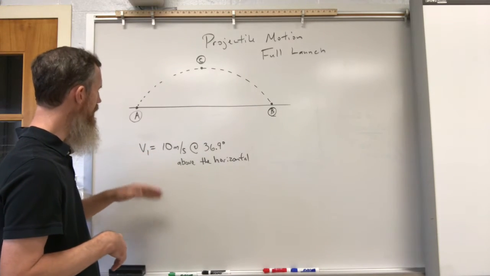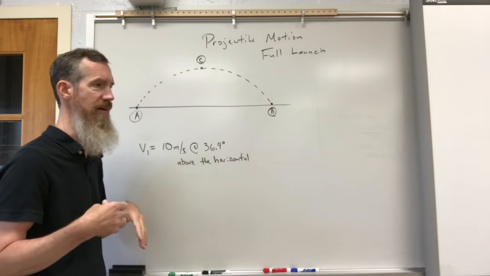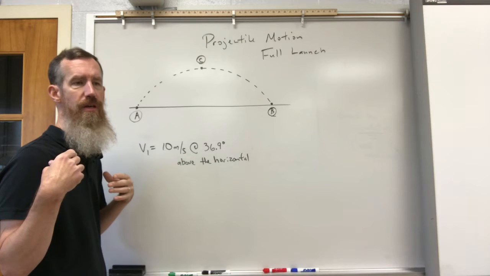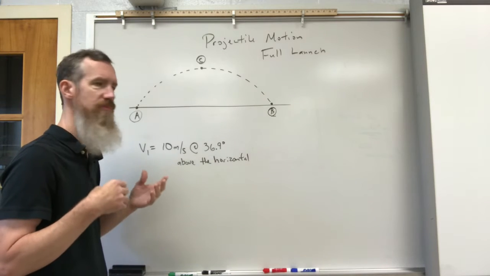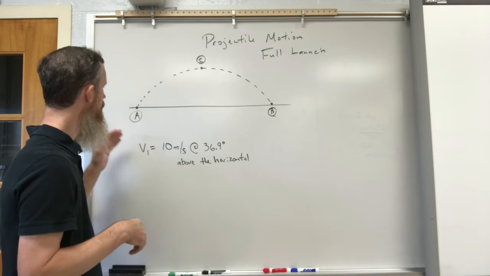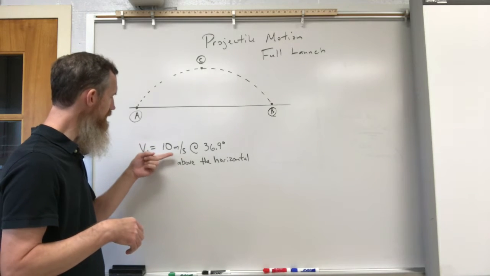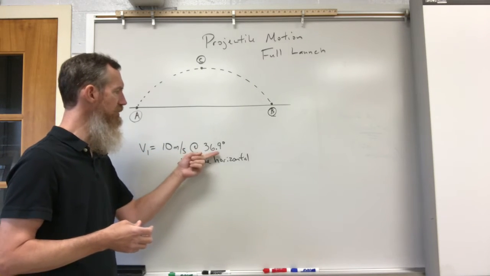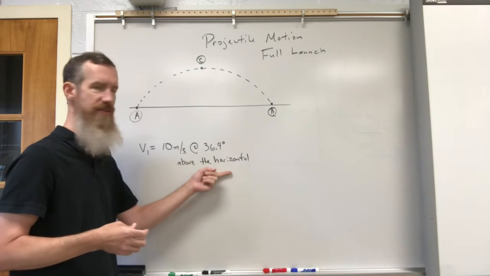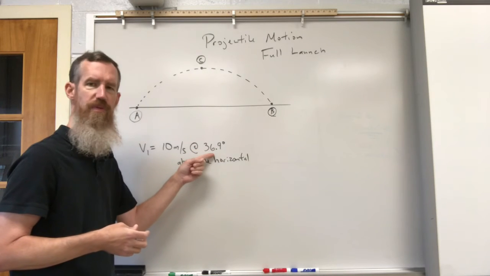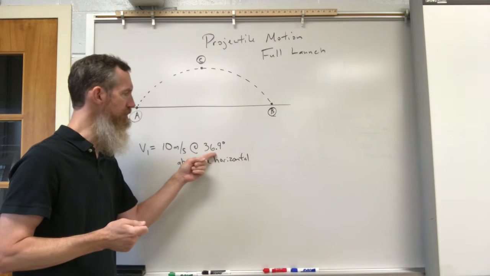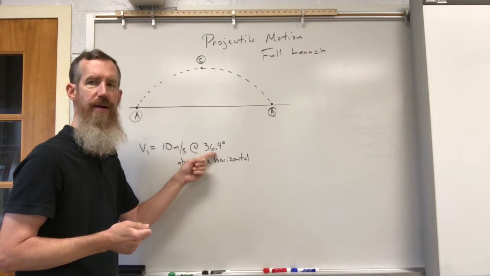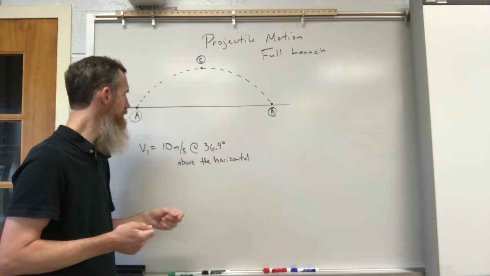So somehow, some way, we launch something. Again, you can kick it, you could throw it, it could have a rocket, who knows? Well, in this particular example, we have 10 meters a second, and it's going to be launched at 36.9 degrees above the horizontal. Now, I'm using this specific angle because it works very well with finding sine and cosine values.